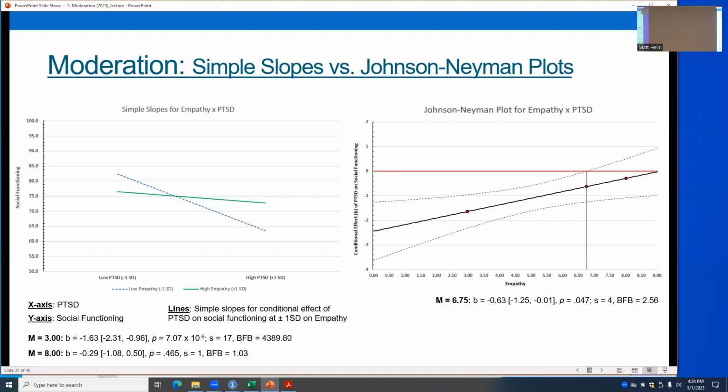Which is kind of cool because it can tell me exactly how much empathy I need to have before we stop seeing the relation between X and Y, right?